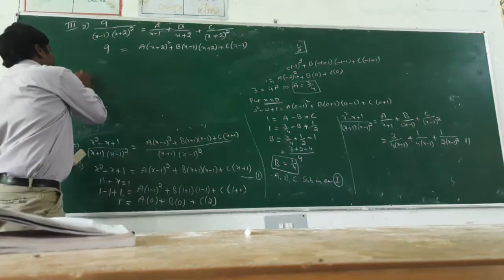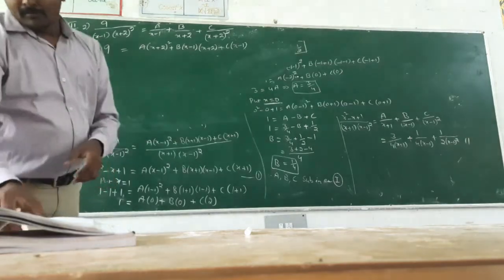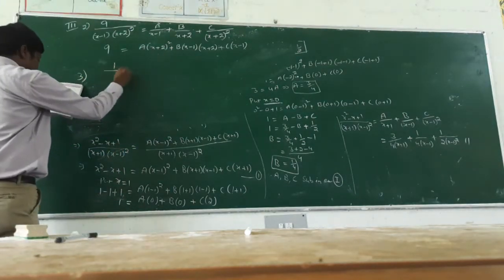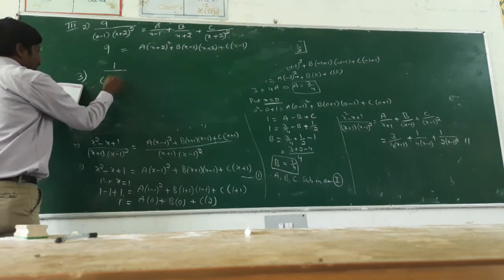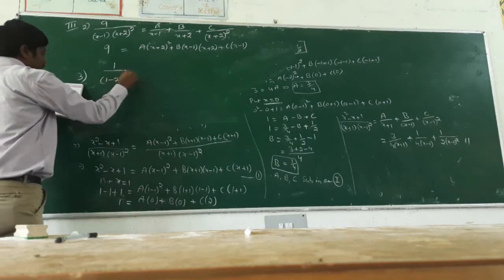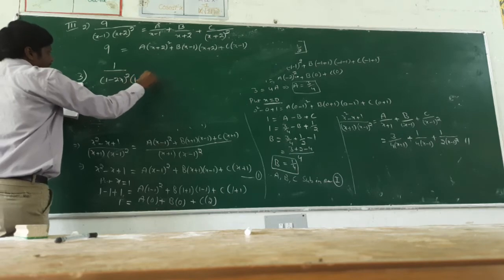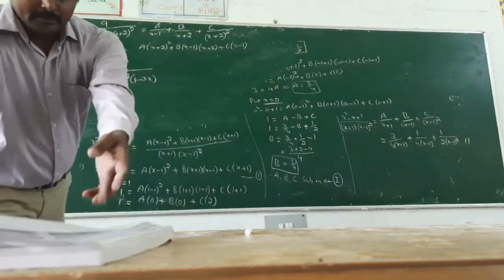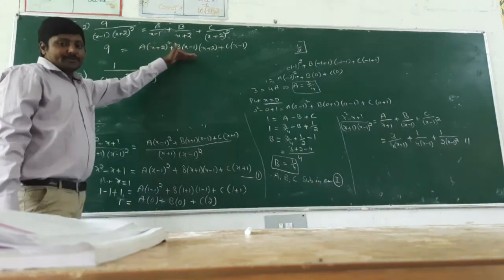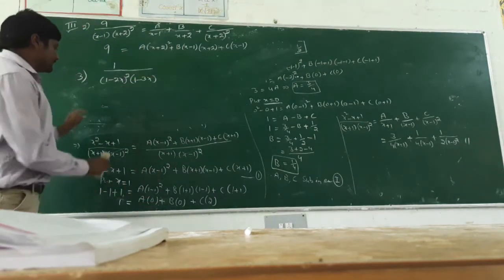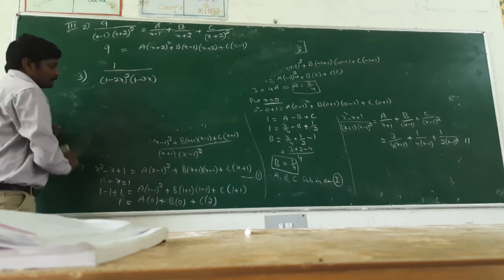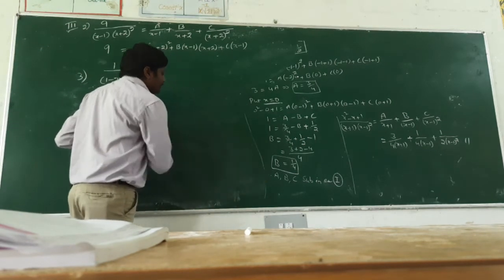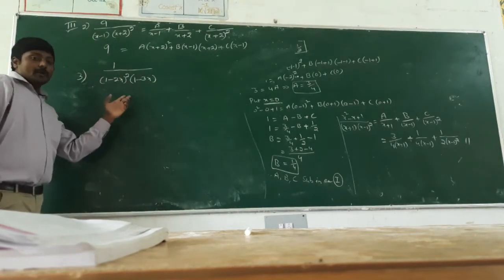Okay, next, the third problem we have: 1 by 1 minus 2x whole square and 1 minus 3x. Roman number 3, third problem. Okay, the second problem you can continue. Next, the third problem: first we observe whether it is a proper fraction or improper fraction. It is a proper fraction.